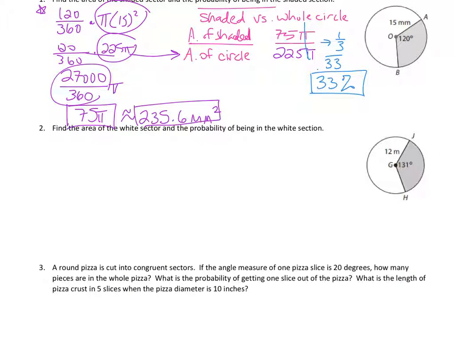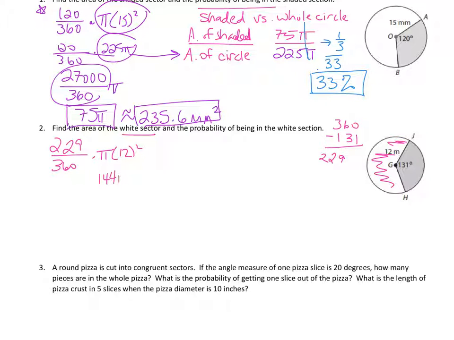Now number 2 is going to be the same thing, except we want the white sector section, so we want the area of all of this instead. So if we know that the whole degree around the outside is 360, if we subtract out the 131, we are left with 229 degrees. So we're going to take 229 divided by 360 times our pi r squared. So we get 144 pi times our 229 all over 360.